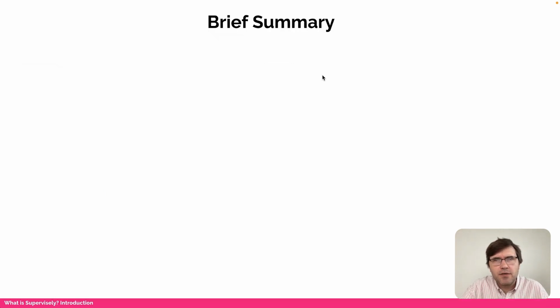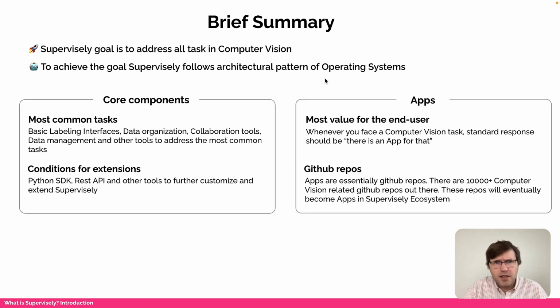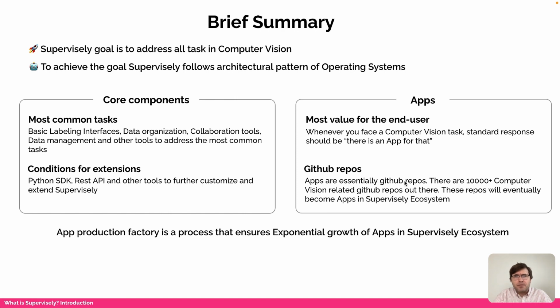So let's summarize everything briefly. Supervisely goal is to address all tasks in computer vision. And to achieve the goal, Supervisely follows architectural pattern of operating systems. There are core components and apps. And apps is very important for us in a way that the most value for the end user will be and is here. And we also talk about a production factory, which is a process that ensures exponential growth of apps in Supervisely ecosystem. And we will talk a bit later about the nature of this exponential growth of apps.